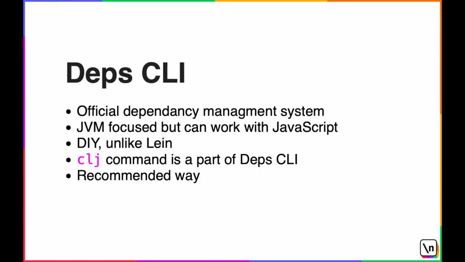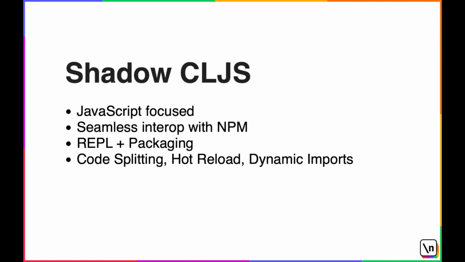It is focused on managing JVM dependencies, but can also be used with JavaScript. Unlike Leiningen or Boot, deps CLI is more of a do-it-yourself solution. Deps CLI gives you the ability to pick your components and mix and match them as you see fit. The clj command that we have been using so far is a part of deps CLI. Lein, Boot and deps are more focused on the JVM aspect of Clojure, but Shadow CLJS is optimized for JavaScript.